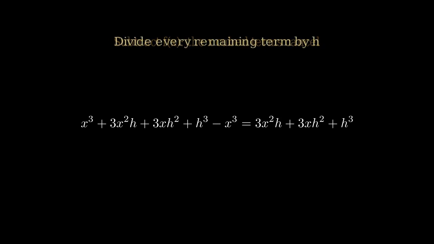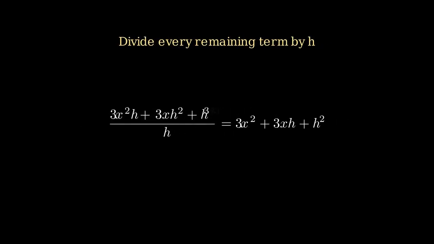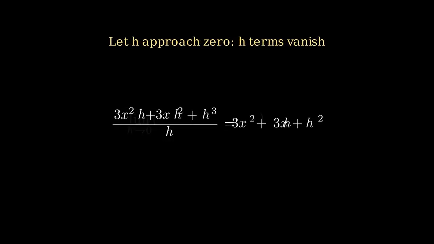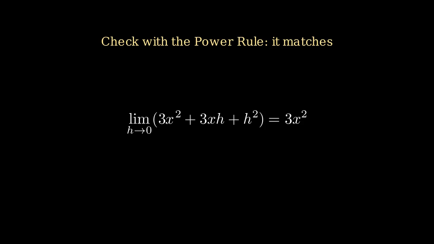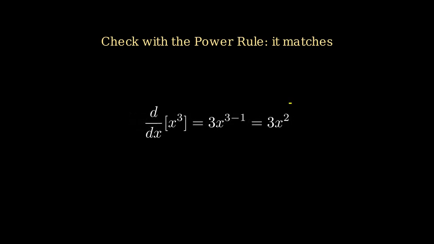Now we divide every term by h. Each term has at least one factor of h, so this simplifies neatly to 3x squared plus 3xh plus h squared. Finally, we take the limit as h approaches 0. The terms containing h vanish, leaving just 3x squared. Let's check this against the power rule. The derivative of x cubed using n equals 3 gives 3 times x to the 3 minus 1, which is 3x squared. This matches exactly what we got from the limit definition.